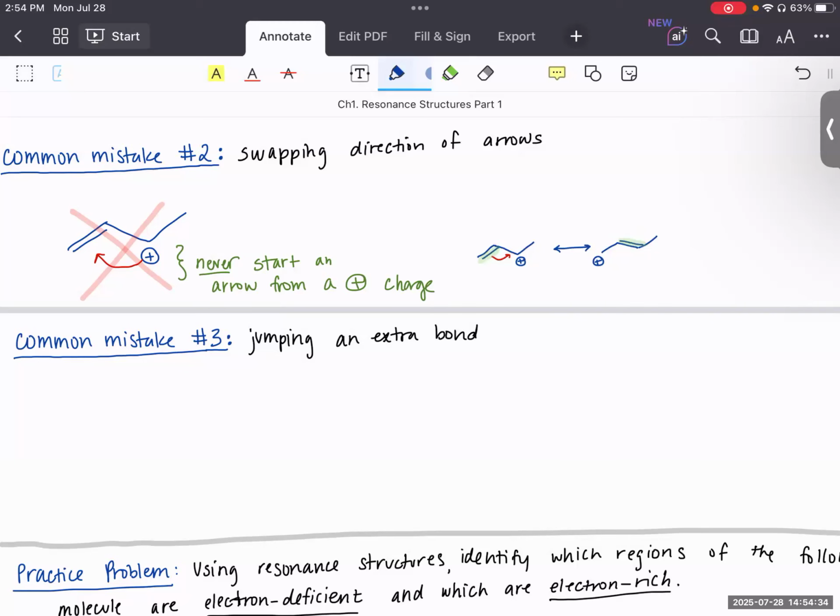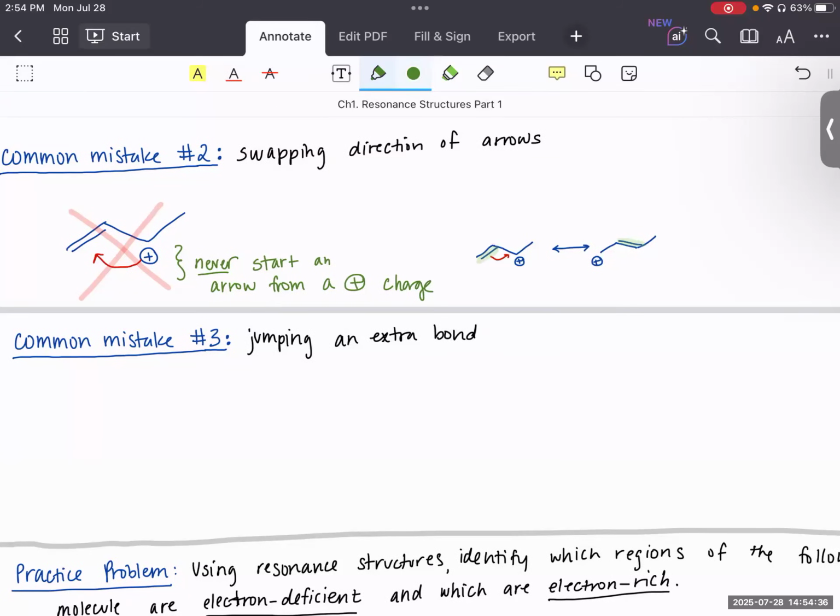And so here I'm just going to also write that arrows should always start at the initial location of the electron pair, and then go to where they end up.